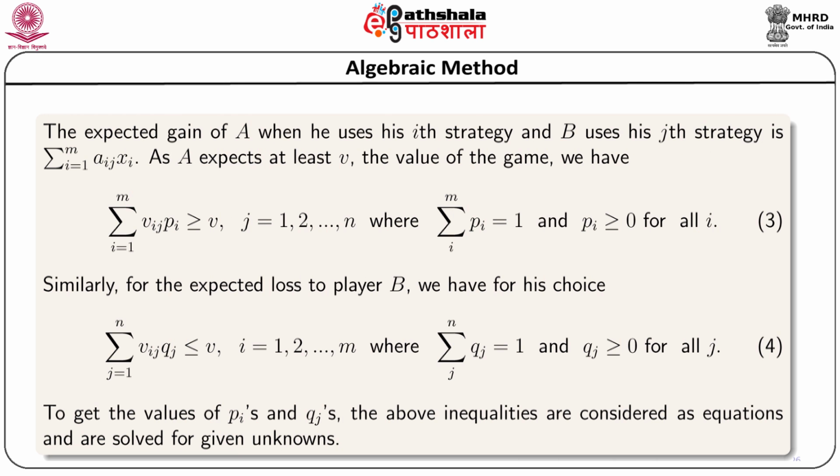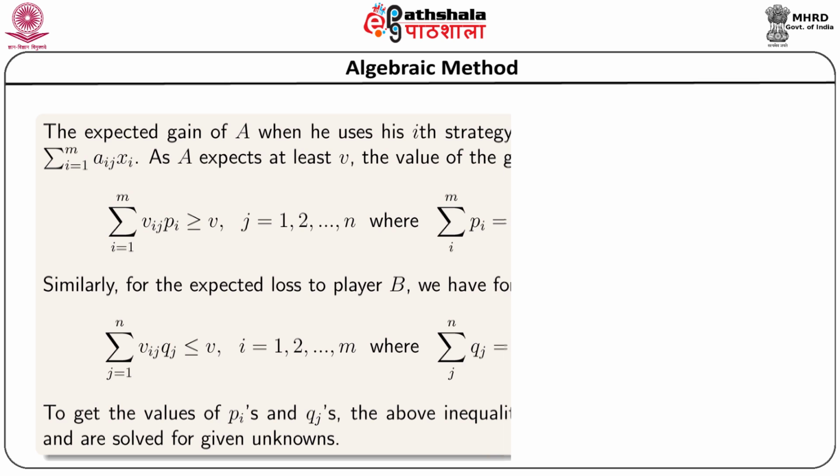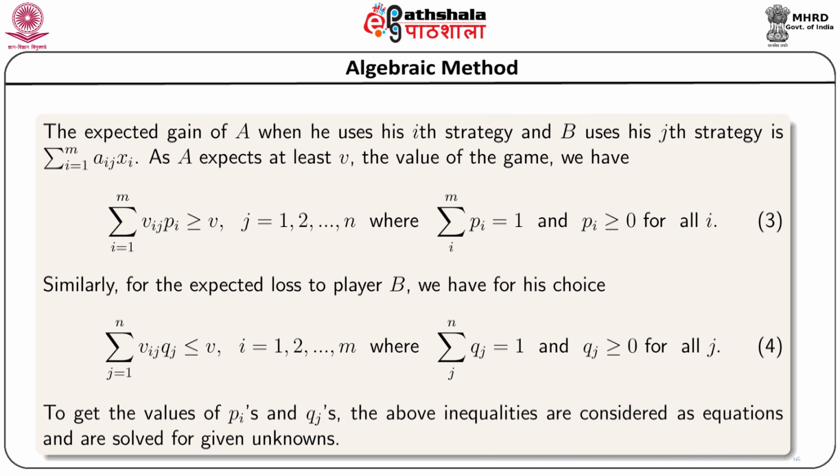Now, the expected gain of A when he uses his ith strategy and B uses his jth strategy is sigma Aij xi. As A expects at least the value V, the value of the game, we should have summation Vij Pi, i equal to 1 up to m, must be greater than or equal to V for j equal to 1 up to n, where sigma Pi, i equal to 1 up to m, is equal to 1 and Pi's are all non-negative.